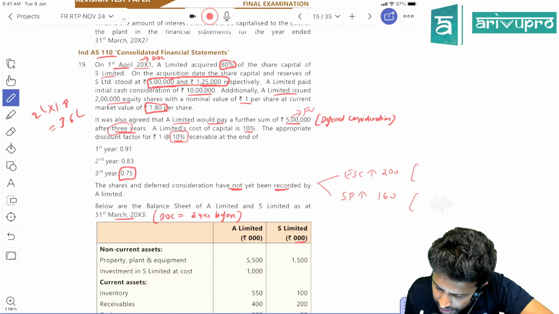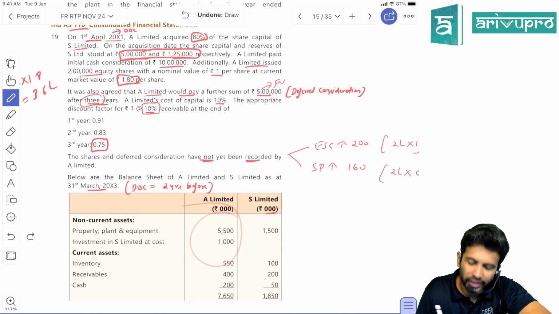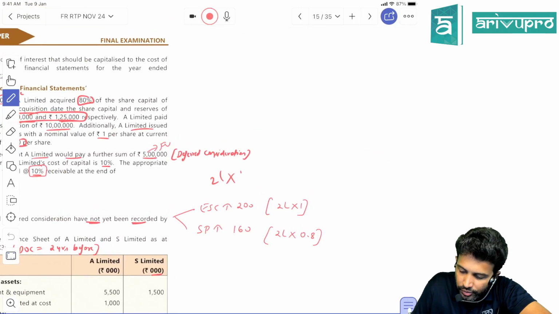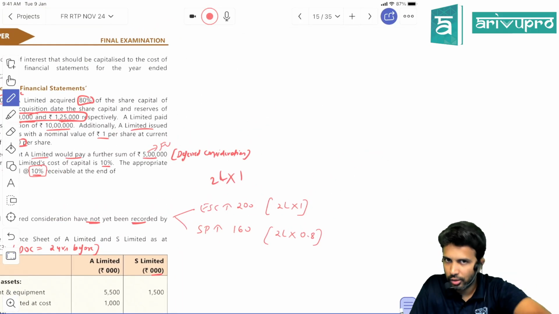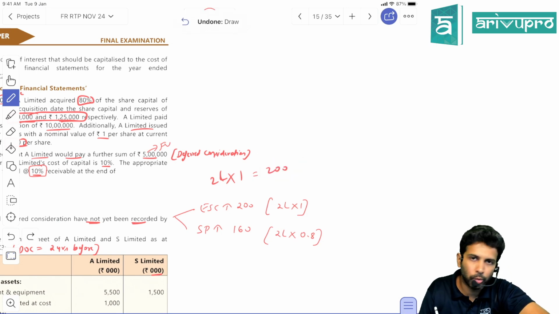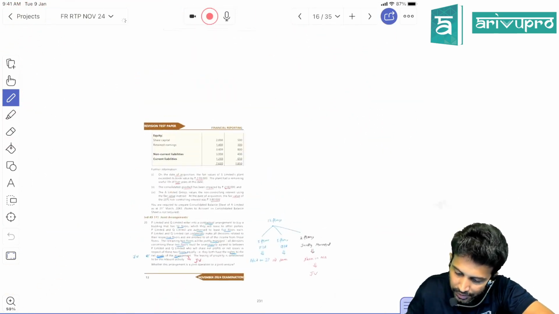Shares and deferred consideration have not been recorded by A Limited. They forgot to record. That means the data given in the question excludes share capital. You have issued extra shares, yes, 2 lakh extra shares. Share capital is always shown at face value or nominal value. So 2 lakh, when presented in thousands, will become 200. The given share capital in the question is 2000.